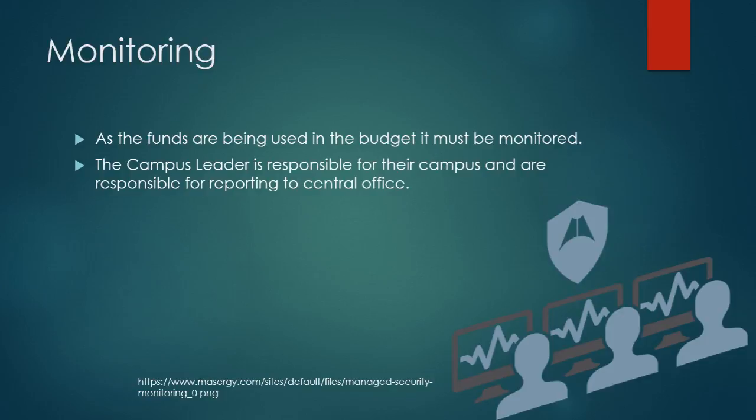Monitoring: as the funds are being used in the budget, it must be monitored. Now, the superintendent is the main budget officer for the entire district, but each campus leader at each campus or department head is responsible for their campus and responsible for reporting to central office and making sure that the funds are being allocated appropriately and being used, and that it's tied back to goals set in the campus improvement plan, and also that it's meeting the needs based off of the TAPR report when the site-based committee met together to make goals.